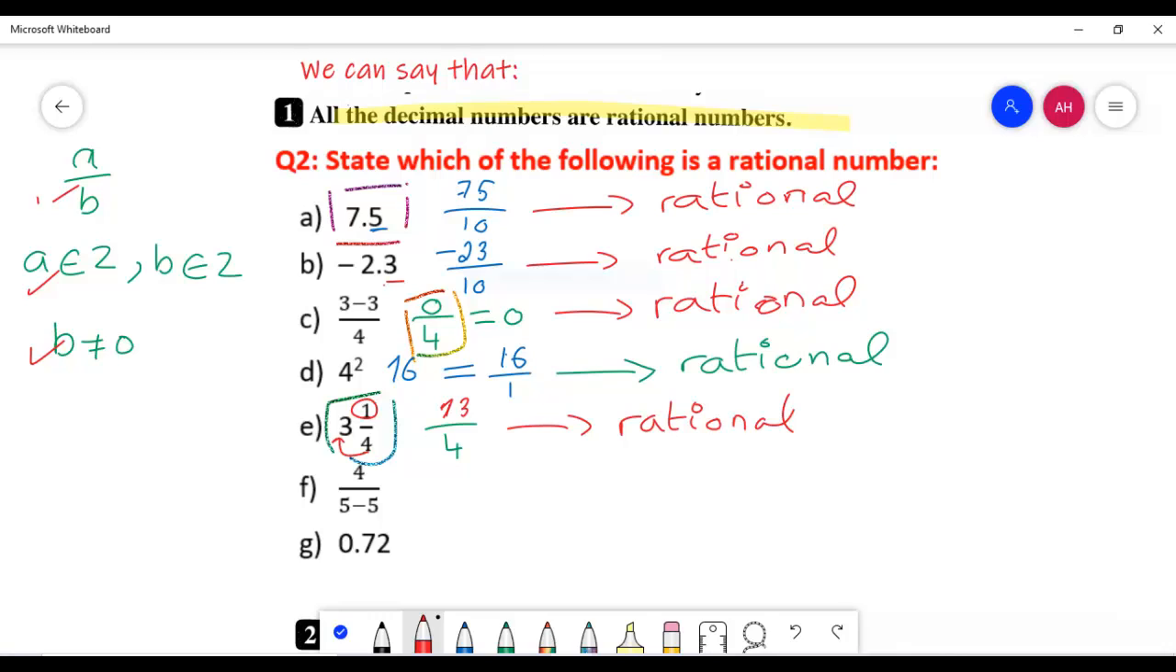Let's go for number F. And please pay attention here with me. 4 over 5 minus 5, is this a rational number or no? First, my numerator is 4. What about my denominator? 5 minus 5 is 0. And keep in mind that we said that my denominator should not be equal to 0. So, 4 over 5 minus 5 is not rational.